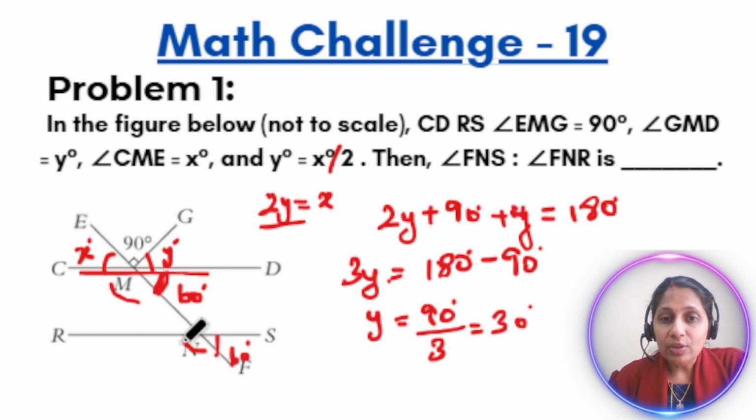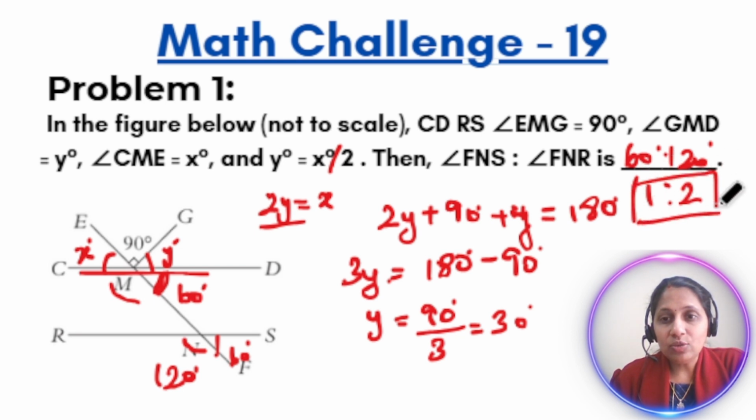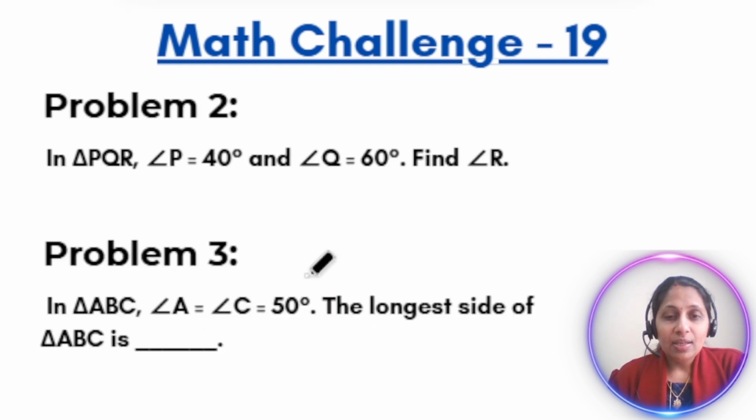Now, in order to find FNR, you need not go for the first parallel line, because we can use the linear pair concept to get the FNR angle, which is 120 degrees, right? So we want FNS is to FNR. So 60 is to 120 degrees, which is nothing but 1 is to 2. So the ratio between the two angles is 1 is to 2. Simple, right?